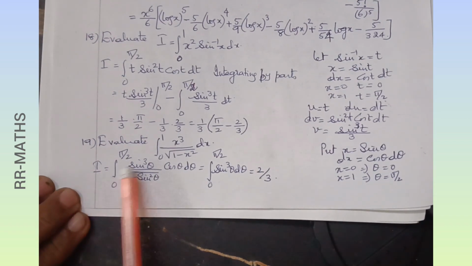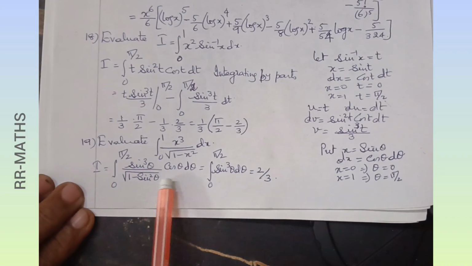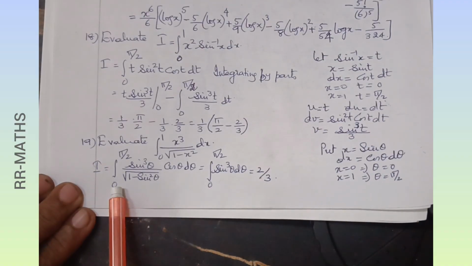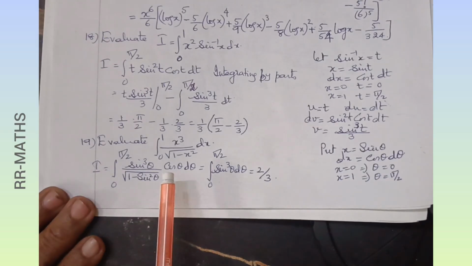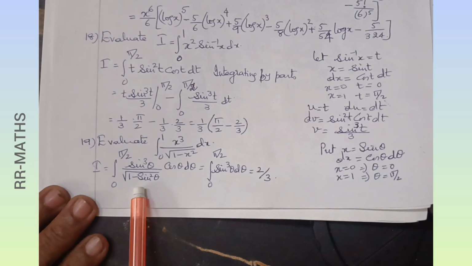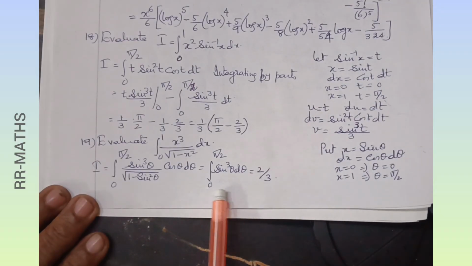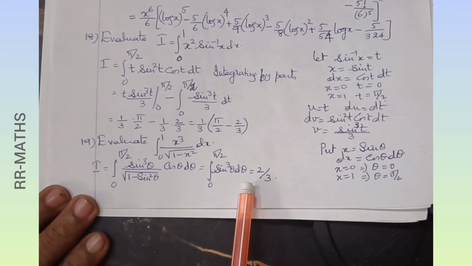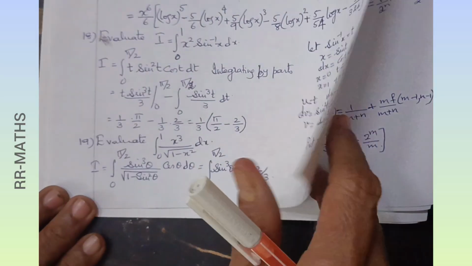So when you do the substitution here, you get integral 0 to pi by 2 sine cube theta divided by root of 1 minus sine square theta into cos theta d theta. Root of 1 minus sine square theta is root of cos square theta, which is cos theta. So that cos theta and this cos theta cancel, leaving you with just integral 0 to pi by 2 sine cube theta d theta. Directly apply your reduction formula as n minus 1 by n, which gives you 2 by 3, and that's your final answer. This is another possible 2 marks question. So we shall see another problem.